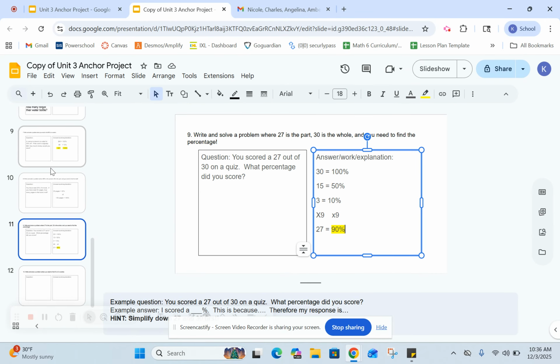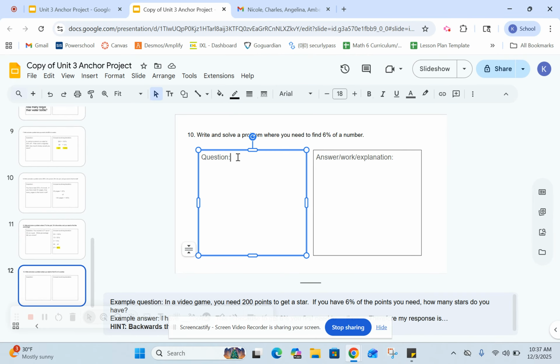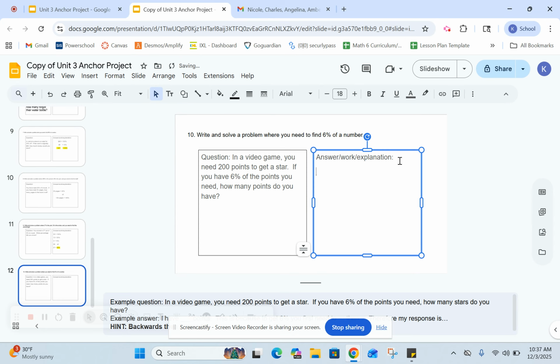All right, time for our final problem. Write and solve a problem where you need to find 6% of a number. So let me copy our sample. In a video game, you need 200 points to get a star. If you have 6% of the points you need, how many points do you have? That should have said points, not stars. Okay. So we need to find 6% of 200.